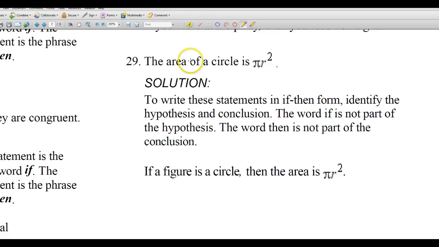Let's do the same thing for 29. The area of a circle is pi r squared. So we need to put some other words in there so that it'll make sense when we enter the words if and then. So if a figure is a circle, then the area is pi r squared. So the area of a circle is pi r squared. So if a figure is a circle, then the area is pi r squared.